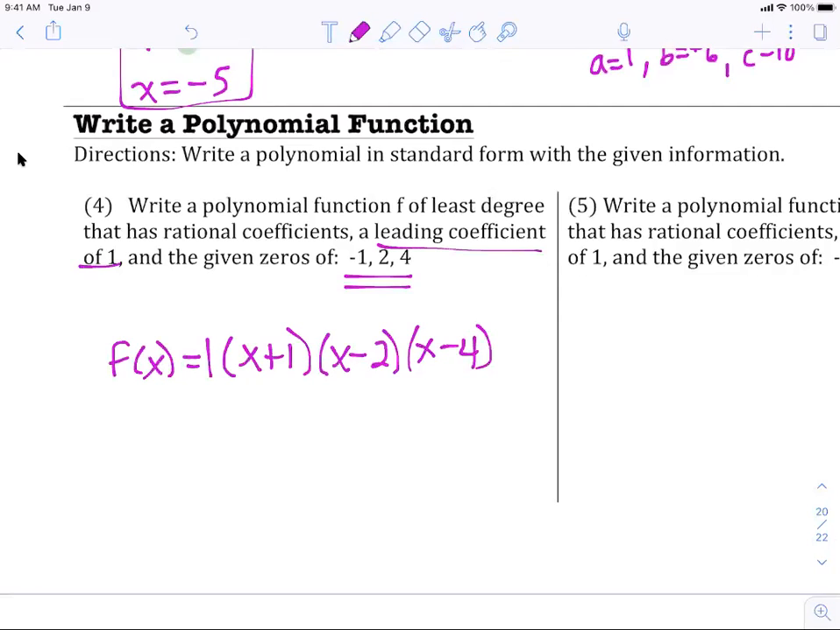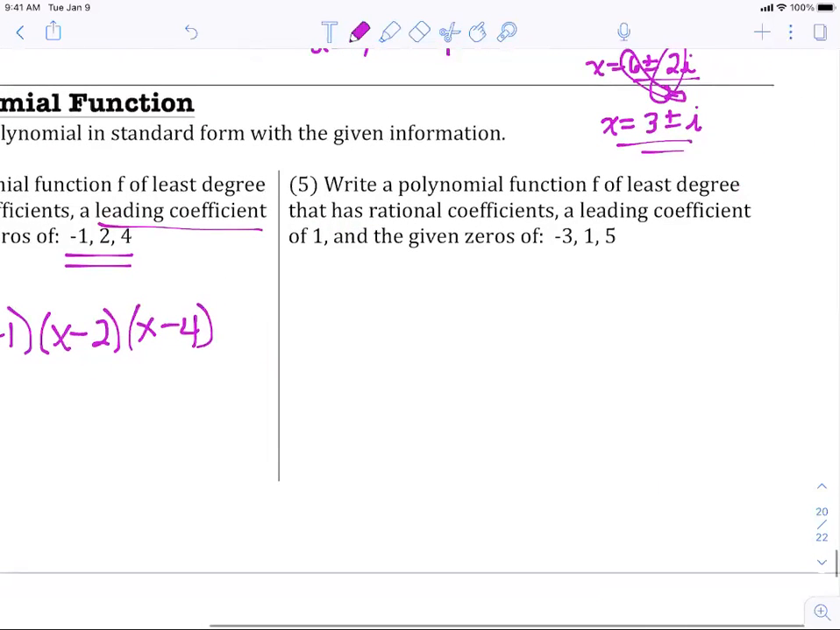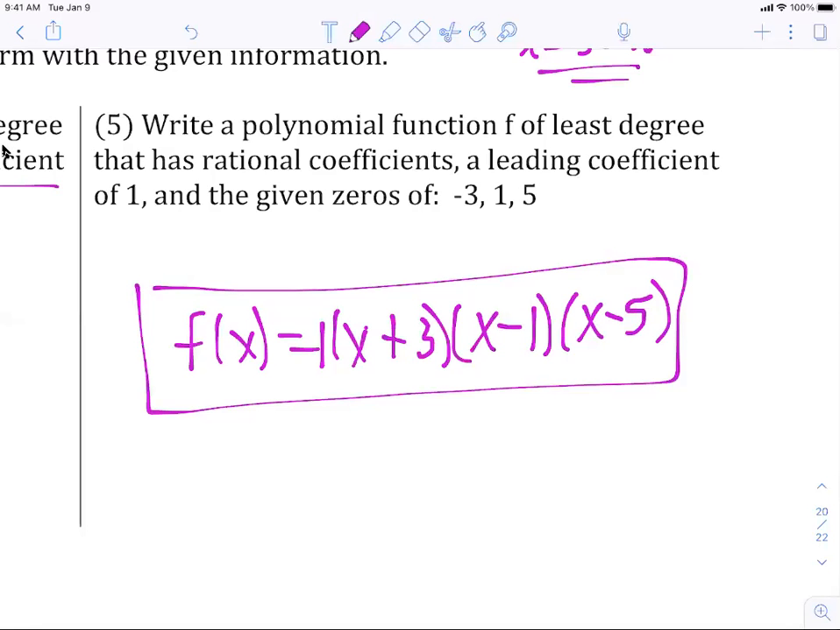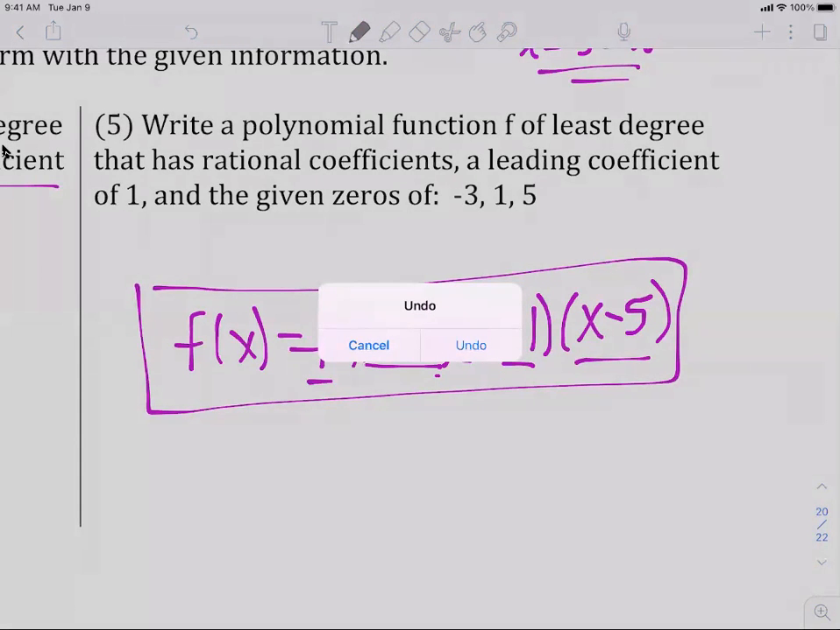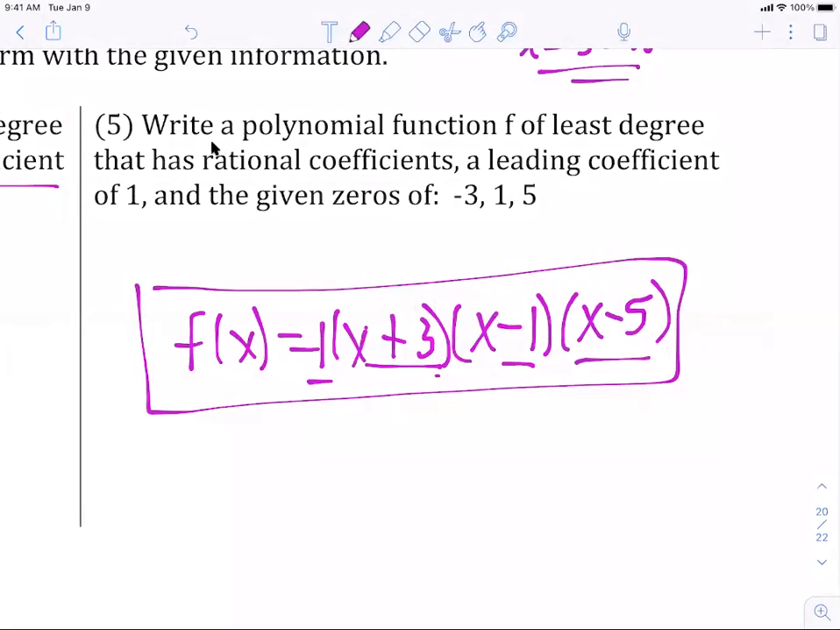All right. So guys, if you want to pause your video, if you want to check your answer for number 5, I want you guys to give number 5 a shot. Final answer for number 5, you should have gotten, now do you have to write the 1? Not at all. Sometimes I do just because. But technically you had to have the x plus 3 in parentheses, the x minus 1, and the x minus 5.